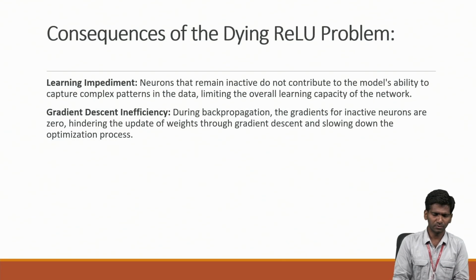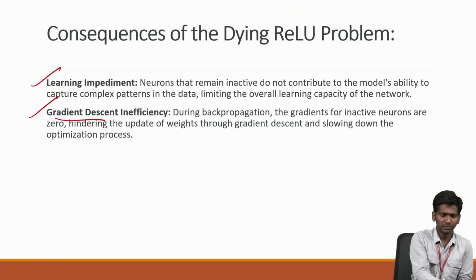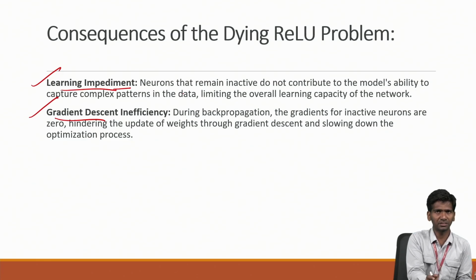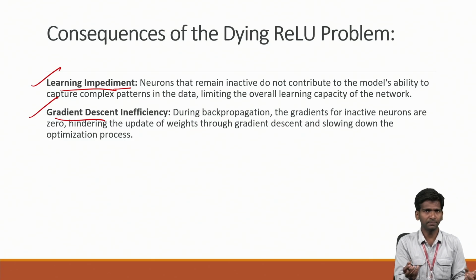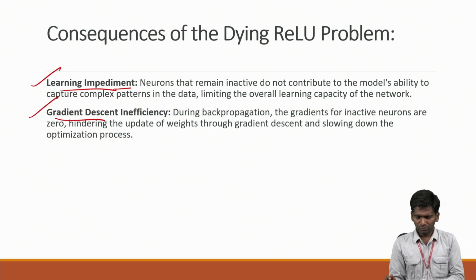Consequences of dying ReLU. What are the problems if the ReLU activation function vanishes or becomes inactive? We will be left with gradient descent, as we have seen. Learning impediment will also be there if the ReLU activation functions are inactive. Even though we apply it, if it becomes inactive during our process, we may face these problems. The neurons will not contribute to the model, they will not contribute much information. That is what learning impediment means.